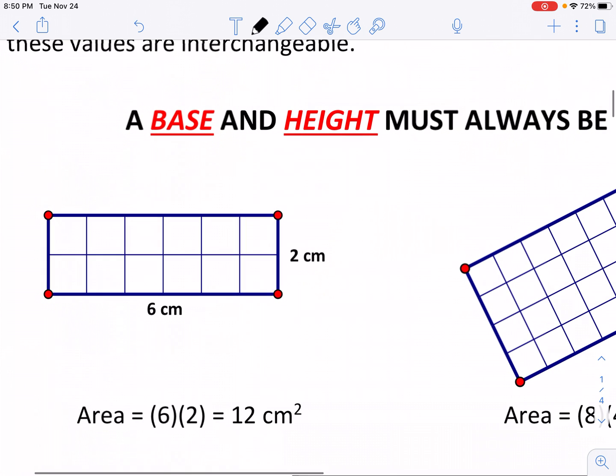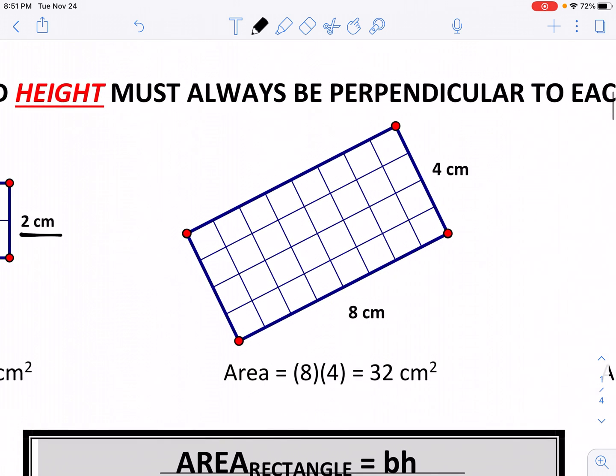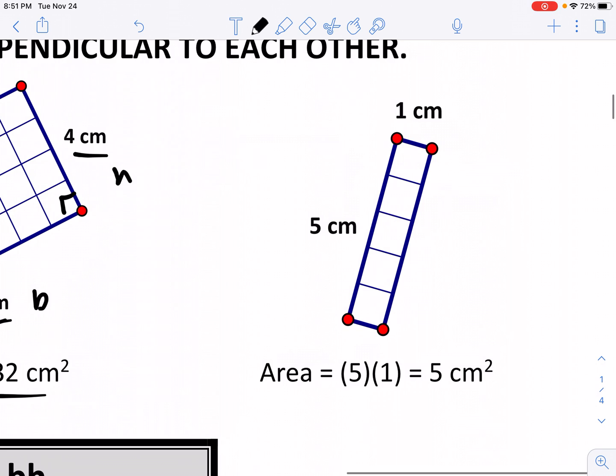So for instance, if we have this rectangle here, our area would be 6, our base, times our height of 2. And 6 times 2 would be 12 centimeters squared. In this case, if we consider our base to be 8, then perpendicular to our base would be 4 centimeters. So our base times our height, 8 times 4, is 32 centimeters squared. And then for this example with the rectangle, it doesn't really matter what we consider to be the base. If we put this on the bottom side, it could be our base, and we can consider this to be our height. So base times height, 5 times 1, would be 5 centimeters squared.